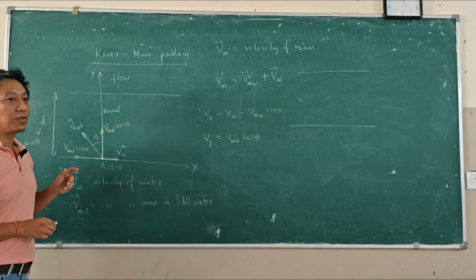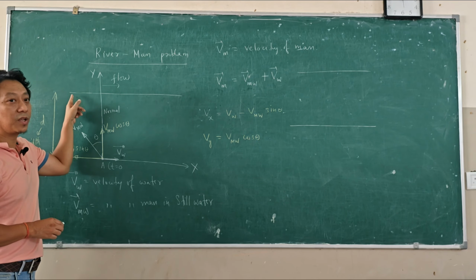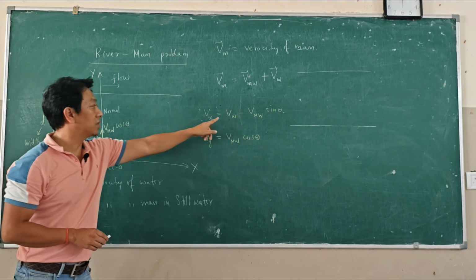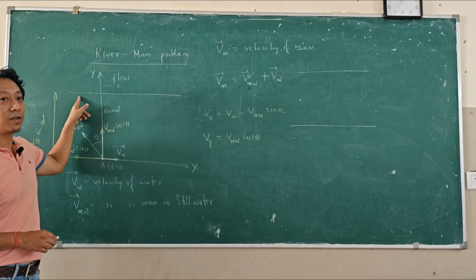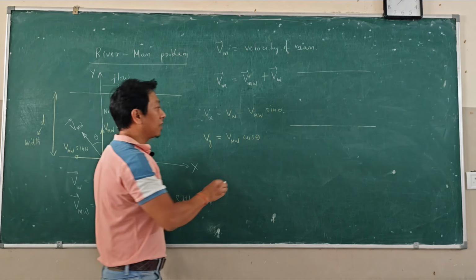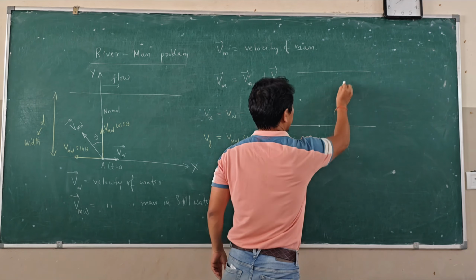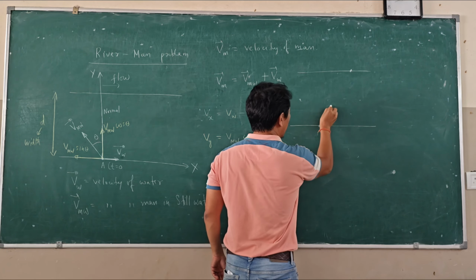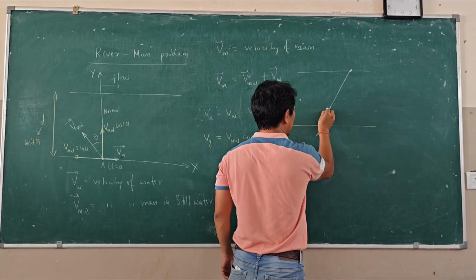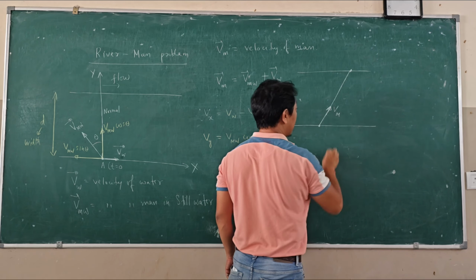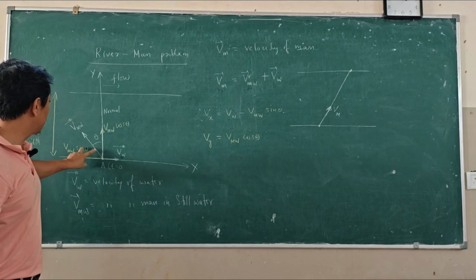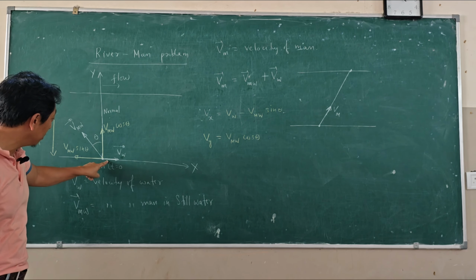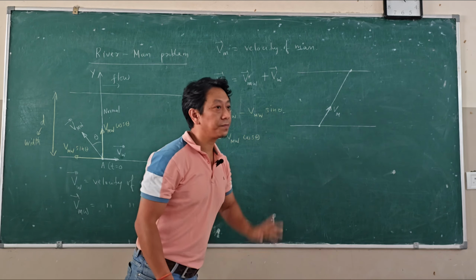Then where will you reach after crossing? Somewhere here or somewhere here? If this velocity is more than this, you will reach somewhere here or somewhere here? Somewhere here. So let's say you reached here. So according to ground people, you went this way. This is whose velocity? Man's velocity in ground frame. Don't confuse with these two velocity. If you add these two, you will get this.